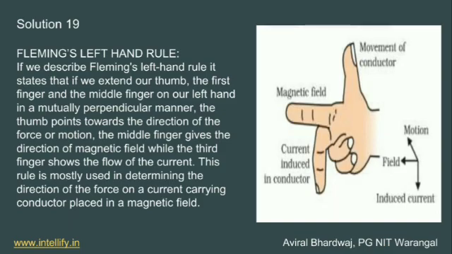If the motion is clockwise, then the induced current flows clockwise. If it is anti-clockwise, the current flows in the anti-clockwise direction. It's a simple rule, like a thumb rule also. If we extend our thumb, forefinger and middle finger of the left hand perpendicular to each other, then the thumb points towards the direction of motion, the forefinger towards the magnetic field, and the middle finger shows the flow of current. This is mostly used to determine the direction of force on a current carrying conductor placed in a magnetic field.